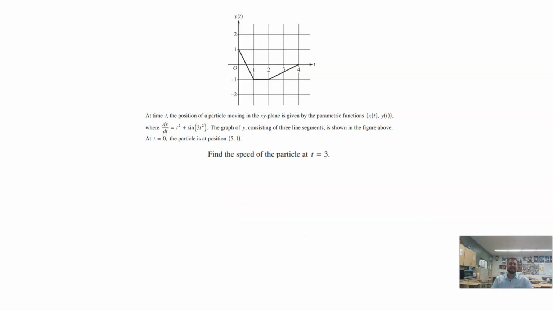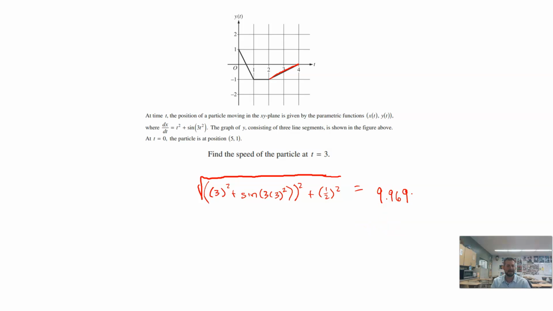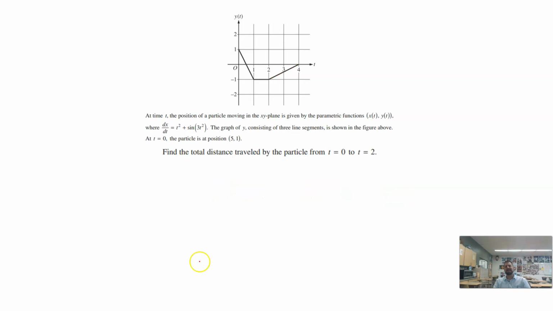But now we know that the speed of the particle is actually really easy, because remember the formula for the speed of the particle: the square root of dx/dt squared plus dy/dt squared. So I just go 3 squared plus sine of, just what we barely did, 3 times 3 squared, and all of that is going to be squared. There's my dx/dt. And now I know dy/dt at time equals 3 is that same 1/2. So I'm just going to go plus 1/2 squared. Again, a little tricky at first, but as soon as you realize how to use this, it's not that bad. When you do that, you get 9.969 or 68, depending on how you typed it into your calculator or how you're rounding. Lastly, I have to find the total distance traveled from time equals 0 to time equals 2.